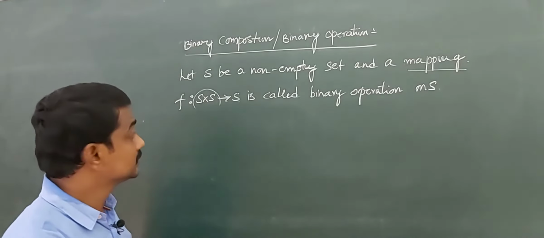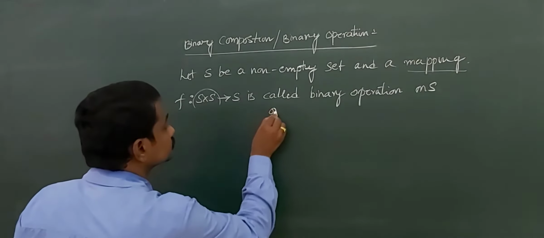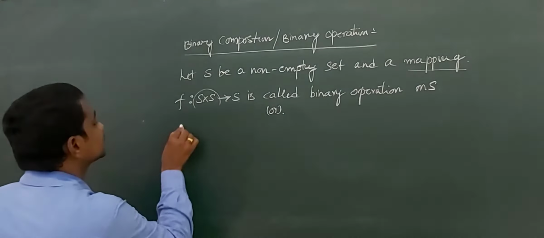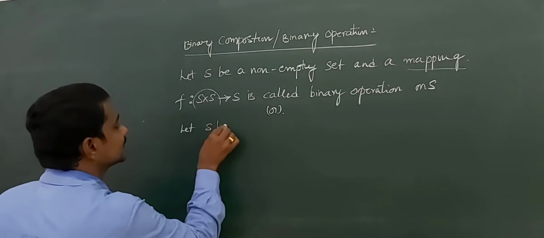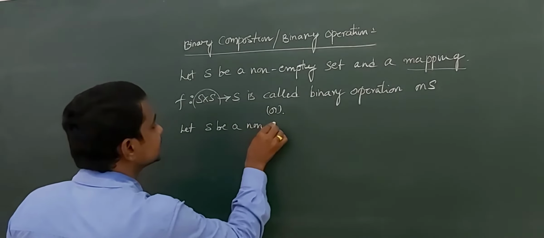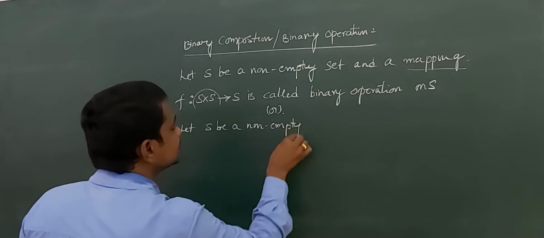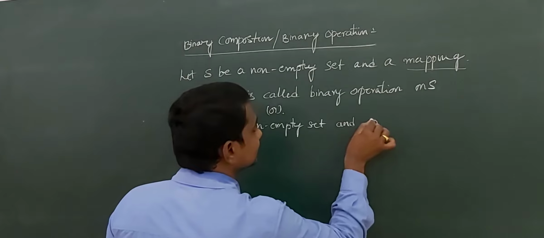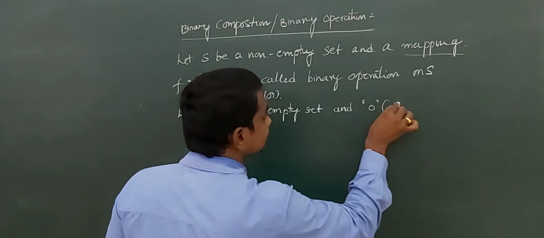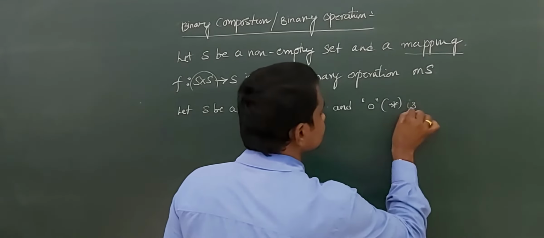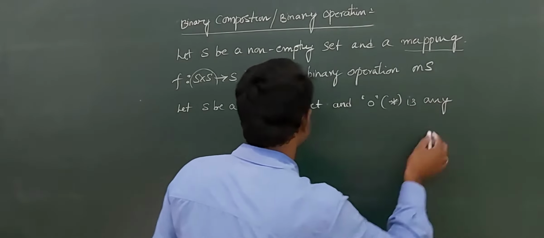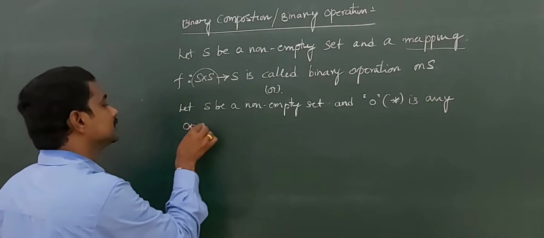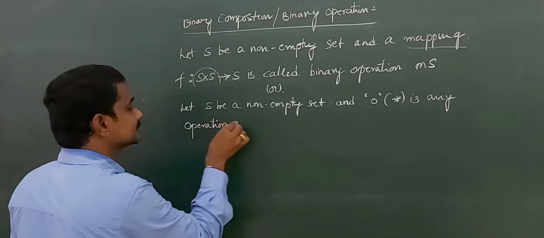So we conclude with a similar definition overall. Let S be a non-empty set and circle or star be any operation on S.